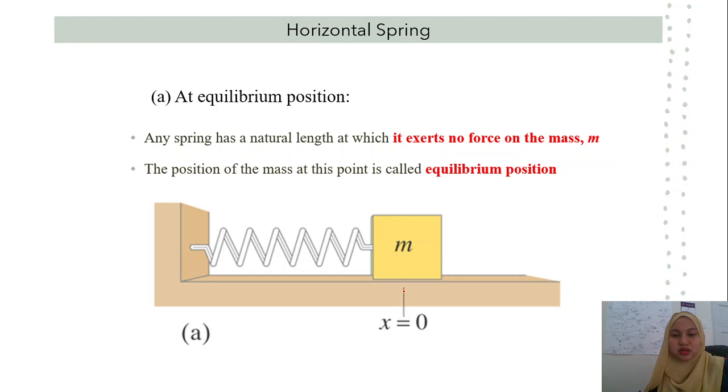As you can see here, X is measured at the center of the mass. From the center, we take the X. So X equal to 0 means that it is at equilibrium position, the original position of the spring. Any spring has a natural length at which it exerts no force on the mass. The position of the mass at this point is called the equilibrium position because at that time the spring is not moving, not stretched or compressed.